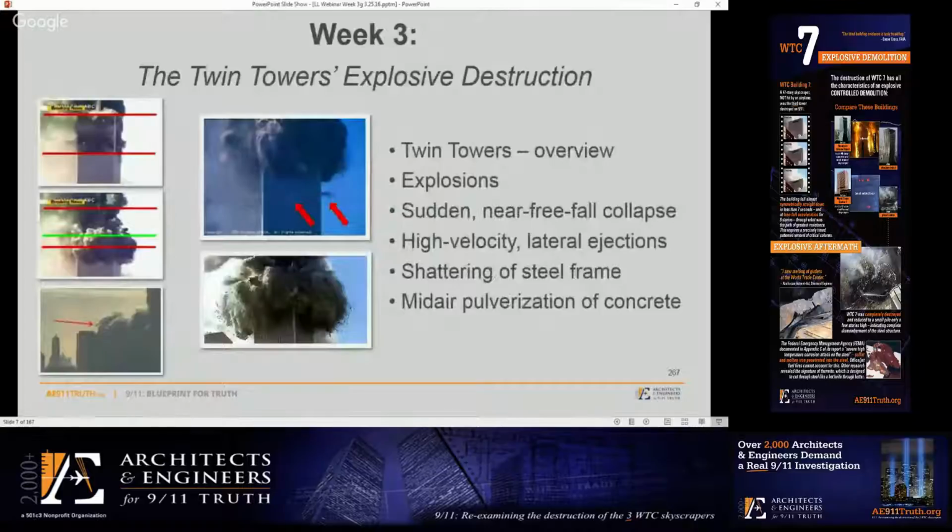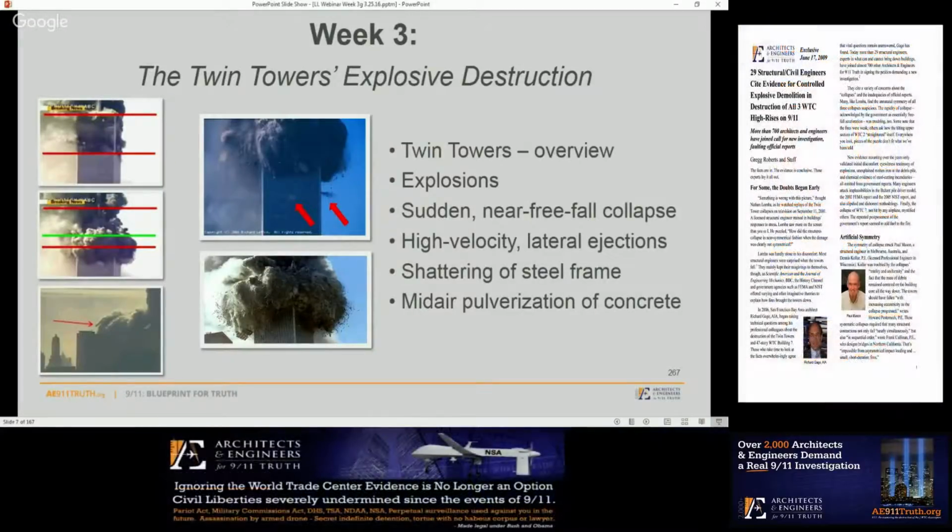And today we're focusing on the evidence for that investigation as we look at the Twin Towers. And we'll look at the sudden near freefall collapse of this building, these high velocity lateral ejections, the complete shattering of the structural steel system down to the ground, and the mid-air pulverization of concrete, and much more.